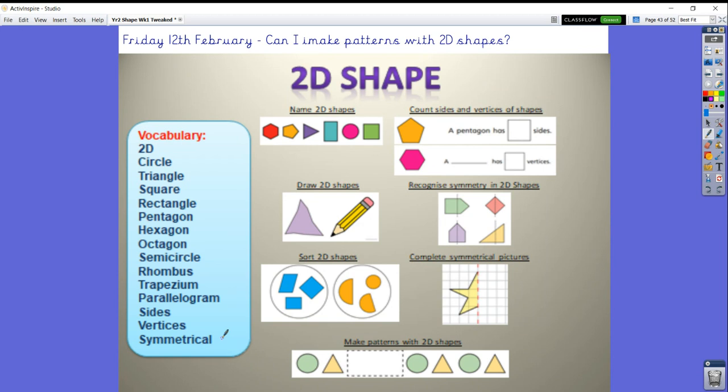So we've been busy with our shape this week. We've been naming our shapes, counting their vertices and sides. We've been drawing our 2D shapes and sorting them. We've been identifying if they have a vertical line of symmetry and if we can complete a symmetrical pattern. And finally, today we're going to make some pictures, some patterns, some repeating patterns with our 2D shapes.